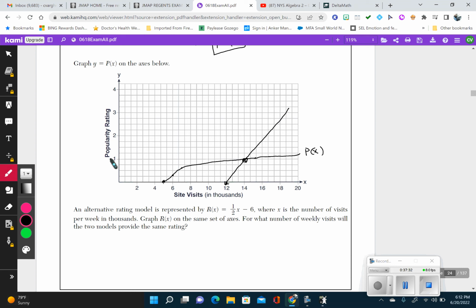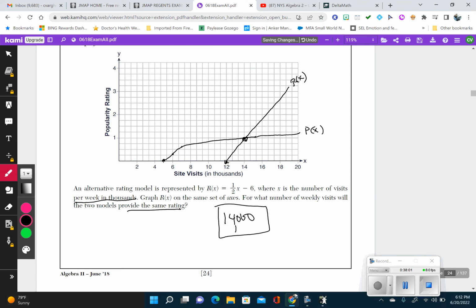Okay, so you could definitely find more coordinates over here, but this is R of X, so I labeled that, and it's asking you already where they intersect, right? For what will they provide the same rating, and we already know it's right here, so that's going to be at 14 is where they're going to be the same, they're going to be equivalent. But remember that this is per week in thousands, so 14,000 is going to be the answer. That's where they are going to be the same. And then look, we're done.